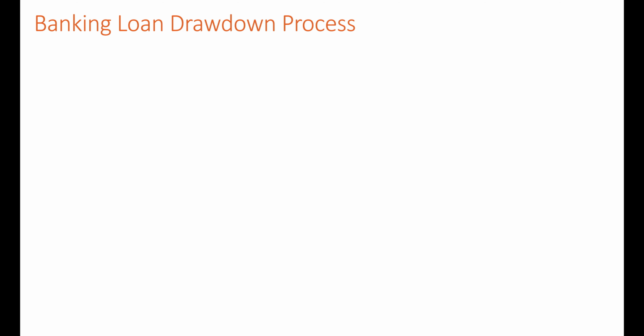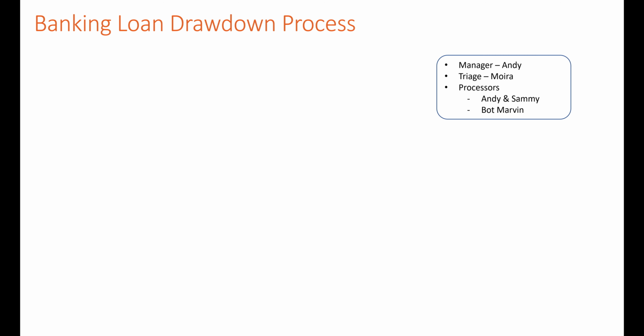a request for it. We have three human actors: Andy, who is a manager responsible for running the loan process and managing a team. Andy is also a loan processor himself. Moira is a triager and decides what needs to be done on a work item and which team needs to do it. Sammy, a loan processor, and Marvin, a loan processing bot, working on various subtasks in the loan process.